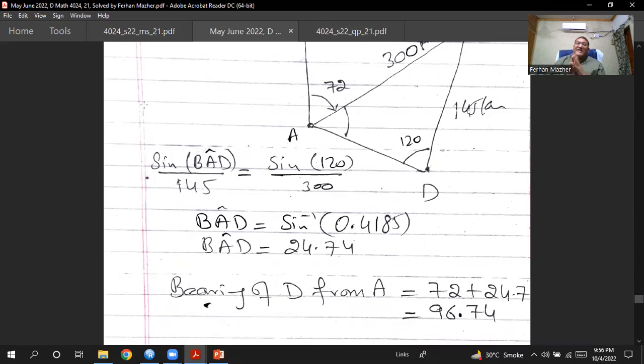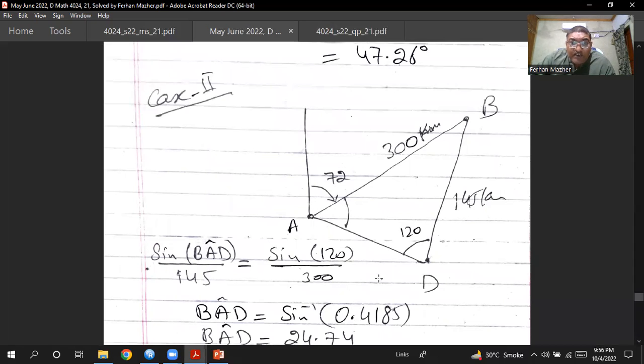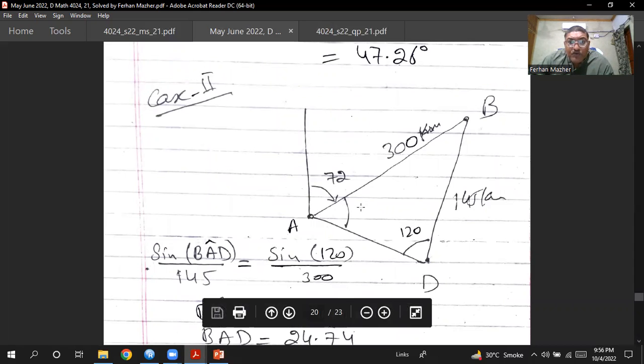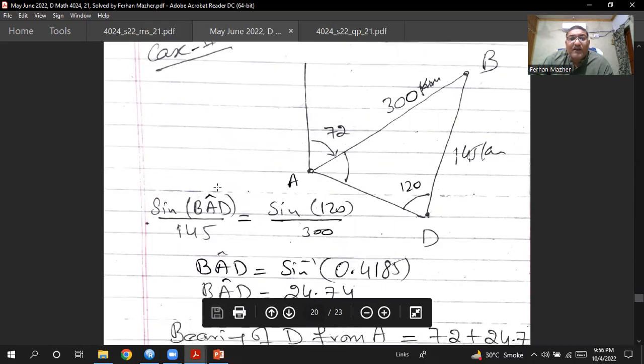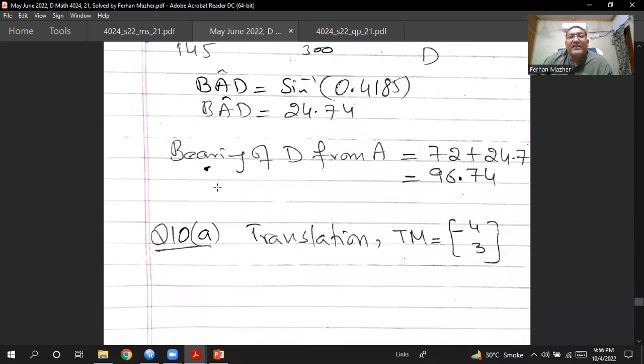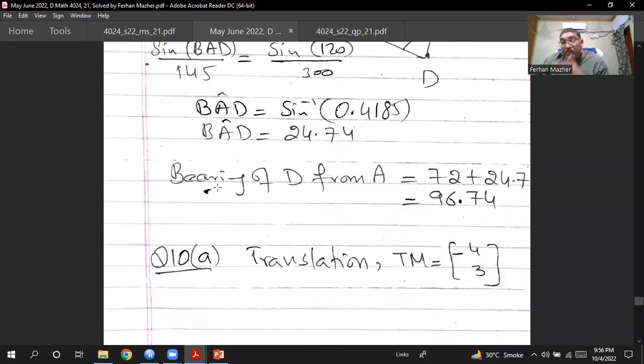So the BAD will be sine inverse of 0.4185. The BAD angle will be 24.74. In this situation, the bearing of the D from the A will be 72 plus this angle, which is 24.74. So the bearing of the D from A will be 72 plus 24.7, that will be 96.74.